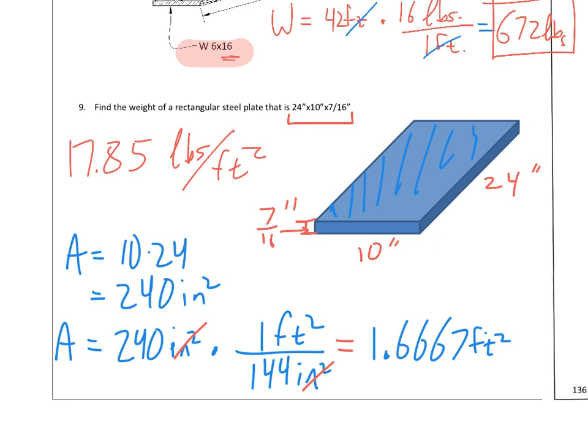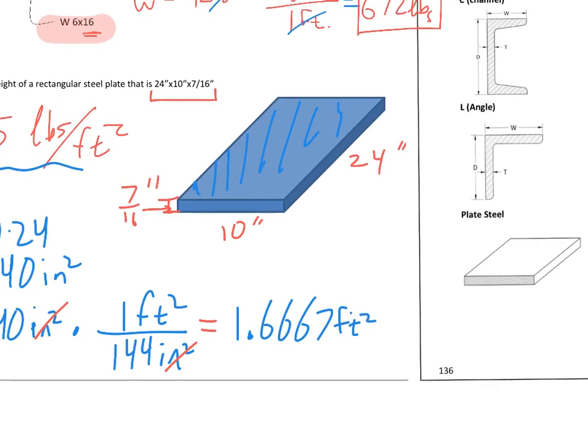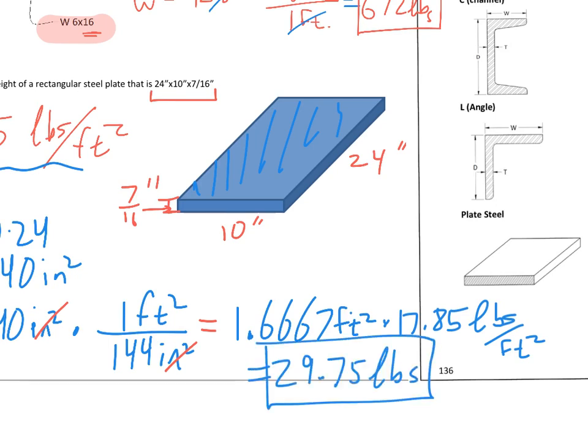Now we know that we have 17.85 pounds per square foot. So let's go ahead and convert that. We have 17.85 pounds per square foot, and that's going to give us 29.75 pounds. All right. So those are two problems there that are different, they're separate.